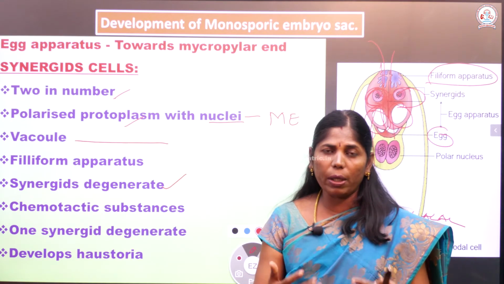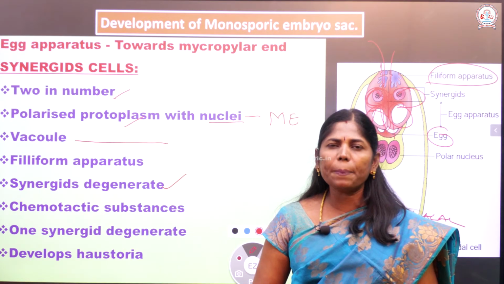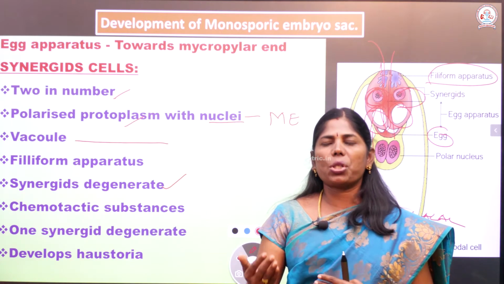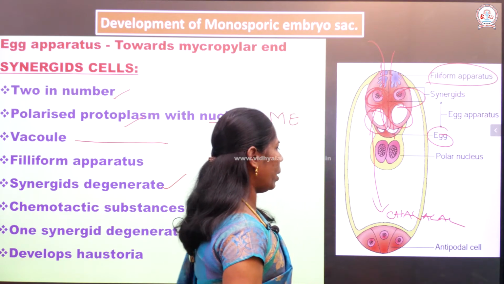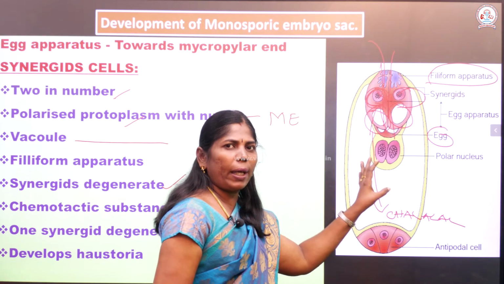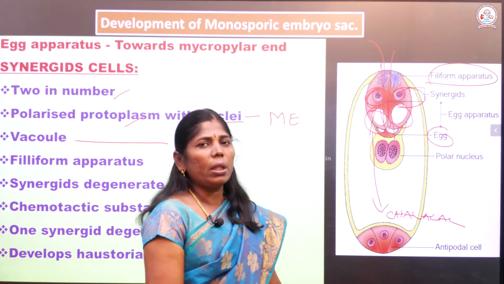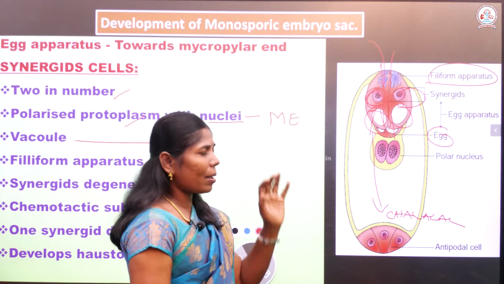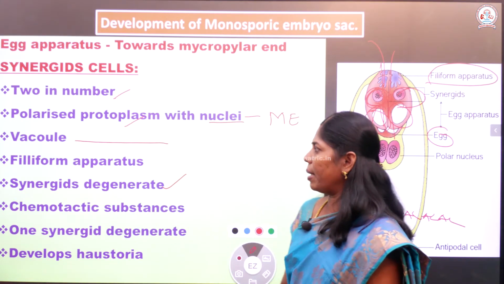Synergids act as haustoria. They have to absorb the nutrients, okay, absorbing the nutrients from the nucellus and providing the nutrition to the developing embryo sac, okay. These are all the characters and functions of the synergids, okay.